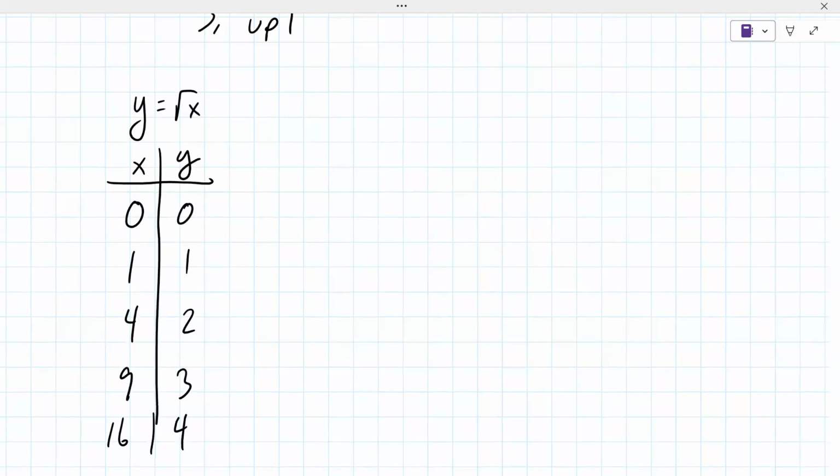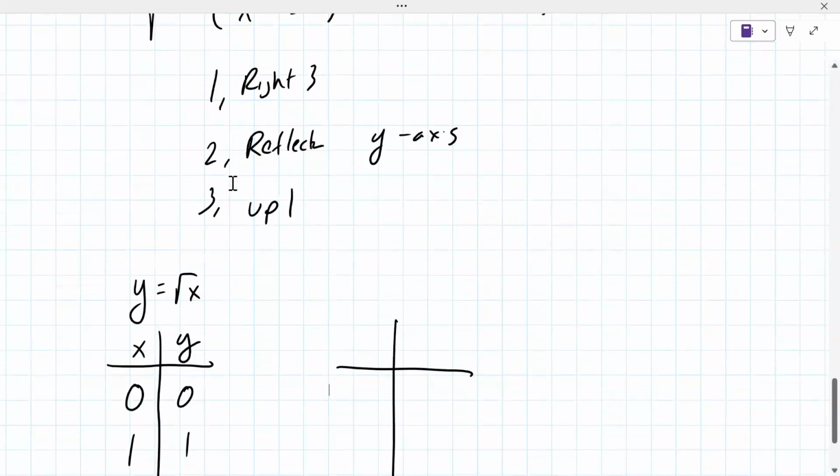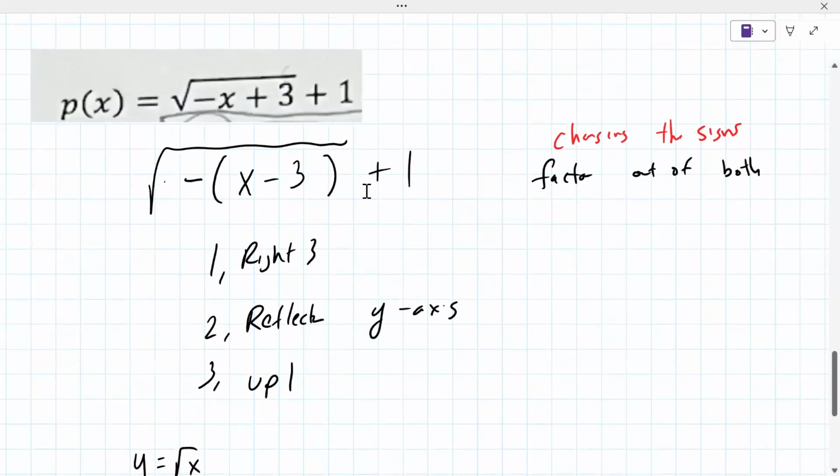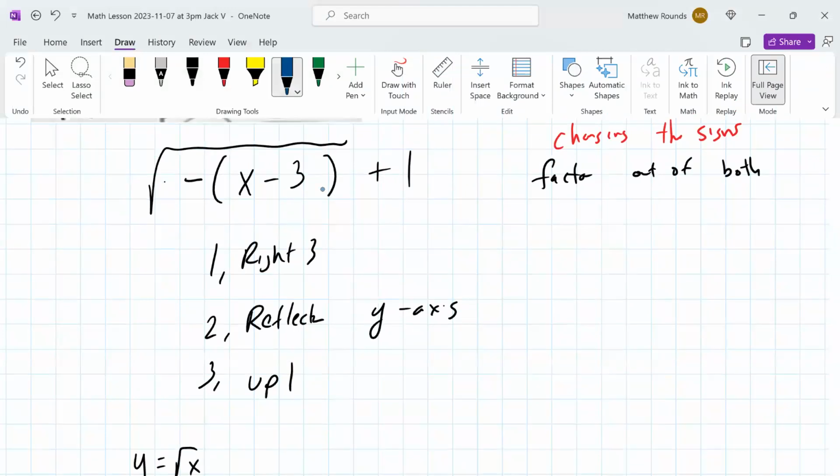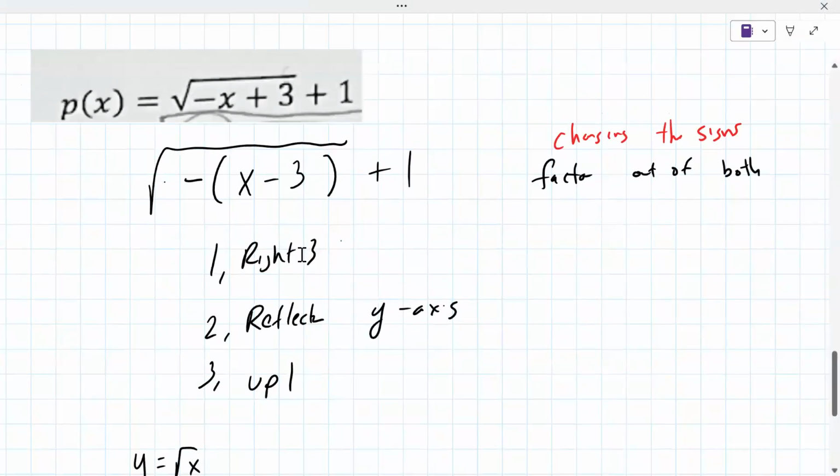Okay, so if you read the instructions, it says they want 3 transformed points. So you have to know how each of these affect whether it affects x or y. So does right 3 affect x or y? You literally go to the right. Yeah, this affects x. Does up 1 affect x or y? Y. So those are the same no matter what problem you're looking at.